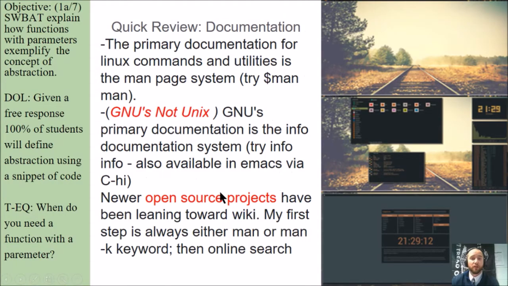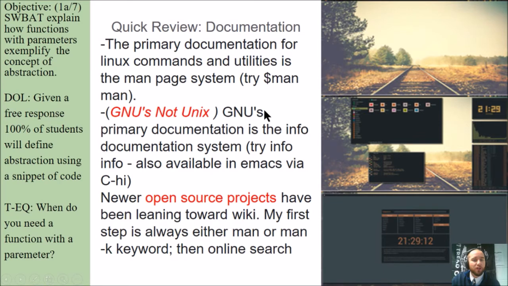So let's start with a quick review, the idea of documentation. The primary documentation for Linux commands and utilities is the man page system. So if you're using a Linux operating system, all you have to do when you don't know what something does is man page it. There's also GNU, and GNU stands for GNU's Not Unix. I think that's a recursive acronym, where inside of the acronym GNU stands GNU's Not Unix. I've never seen an acronym like that before, but it's a great way to memorize this one at least.